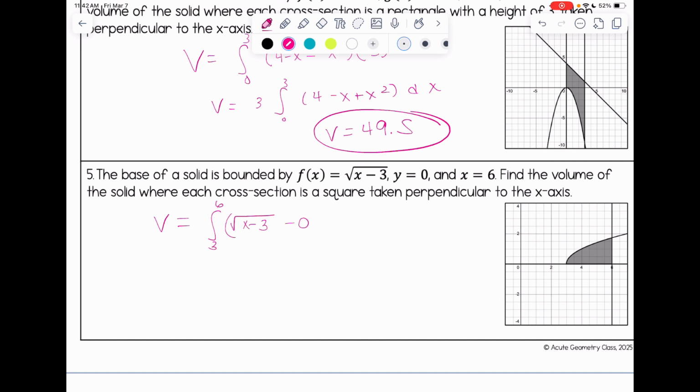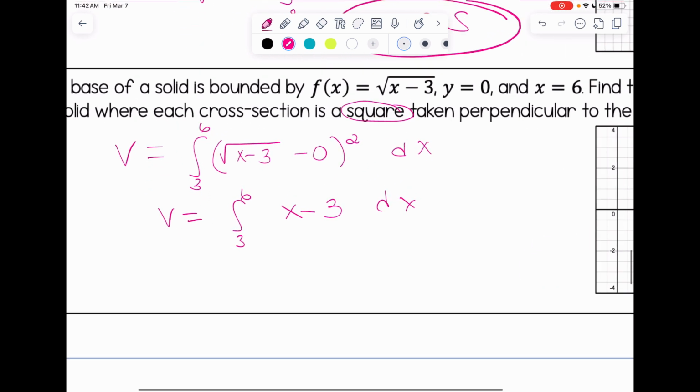And I also know that the height is the same here. The base and the height are the same because I see the keyword square, so I'm going to put squared here. If you want to rewrite it as radical x minus 3 times radical x minus 3, you could, and dx. When I clean this up a bit, I'm going to get the integral from 3 to 6 of x minus 3 dx. And this one's a pretty easy one to evaluate by hand.